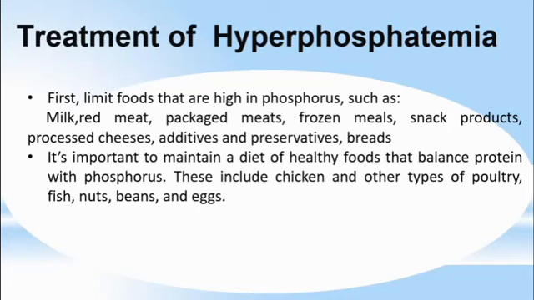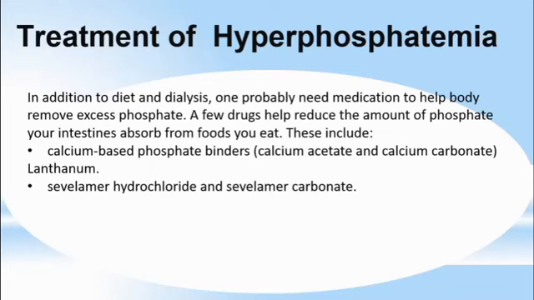It's more important to maintain a diet of healthy foods that balance protein with phosphorus. These include chicken and other types of poultry, fish, nuts, beans, and eggs. In addition to the diet and dialysis, one probably needs medication to help the body remove excess phosphate. A few drugs help reduce the amount of phosphate your intestine absorbs from the food you eat.